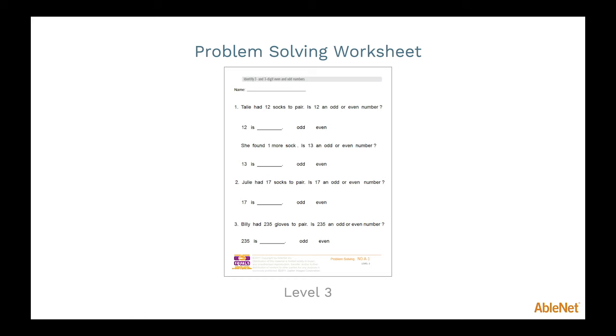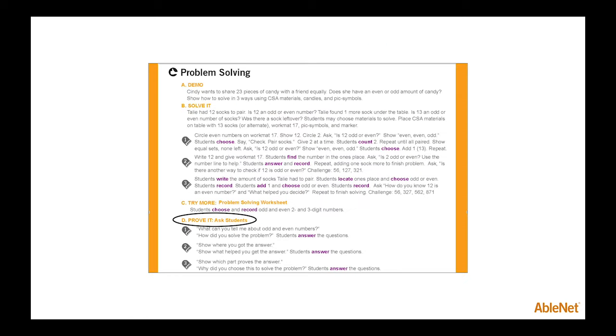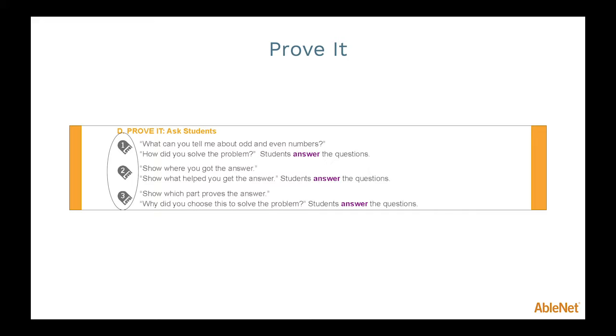The next part of the lesson is Prove It. Once the students have solved the problem and recorded their answers, we want students to think about proving it. Prove It focuses on explaining or demonstrating an understanding about how the student solved the problem. At Level 1, you might ask a student, "What can you tell me about odd and even numbers?" Again, thinking broadly about how a student can respond or answer this question, you may ask students, "How did you solve the problem?" A student could eye gaze or touch a tool that they used, or they could use a communication device to tell about how they solved that problem.